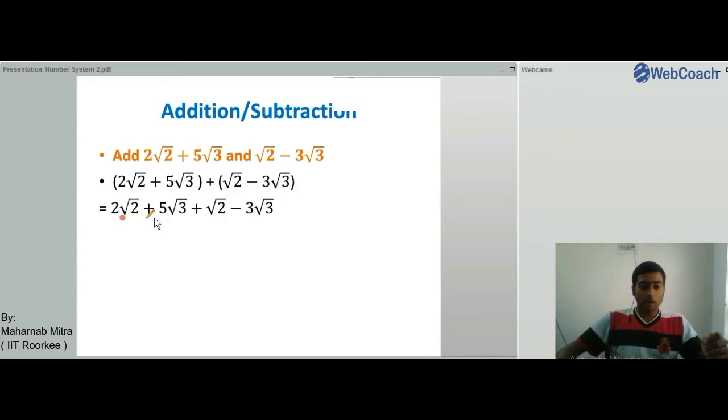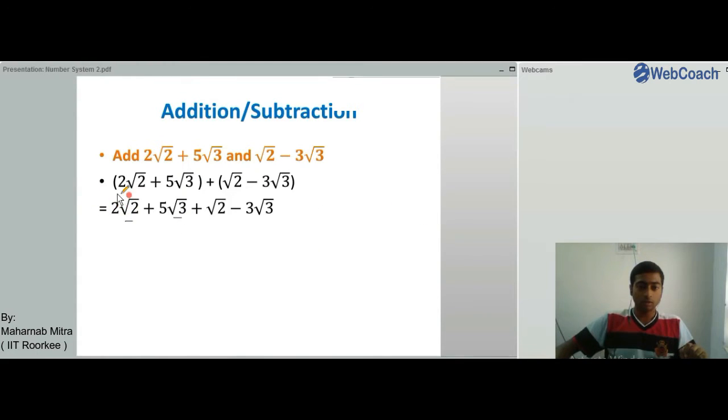First we remove the brackets and write it in a straightaway fashion. You can see that if we consider square roots, or the irrational parts, as variables, there are two kinds of variables here, square root of 2 and square root of 3, right? So what we should do is club the square root of 2s on one side, club the square root of 3s on the other side, and then finally take the sum.